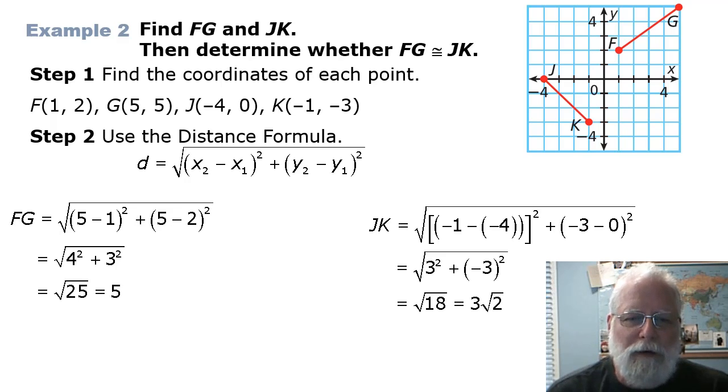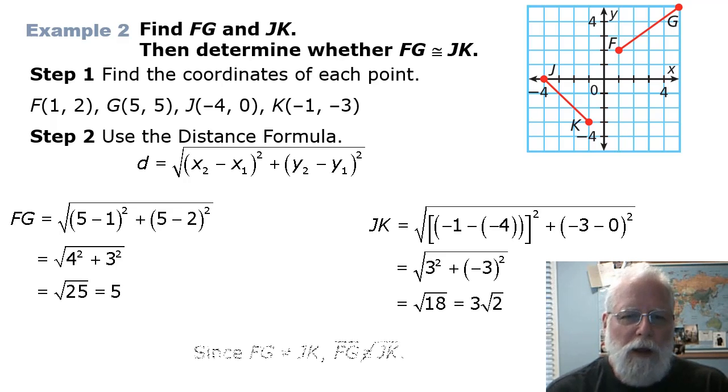Square root of 18 is square root of 9 times square root of 2. I can take the square root of 9. That's actually going to be 3. So it's 3 square root of 2. They do not match. They're not the same length, so we are not congruent.